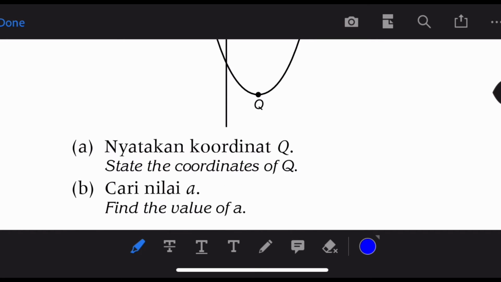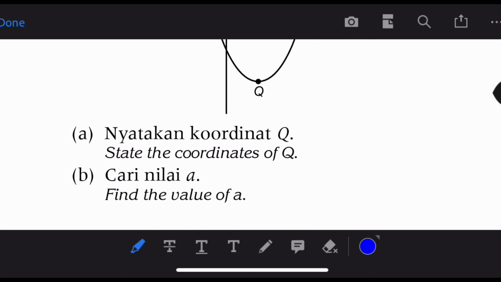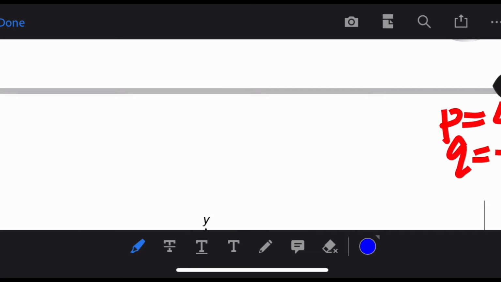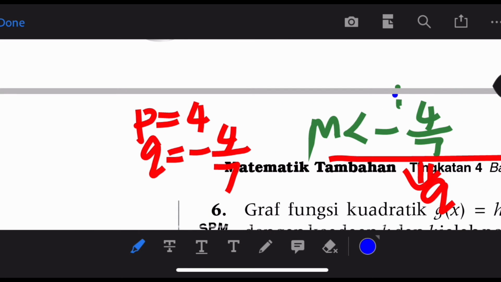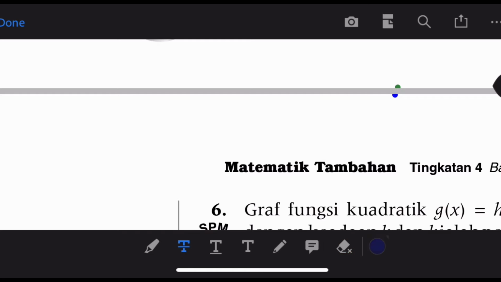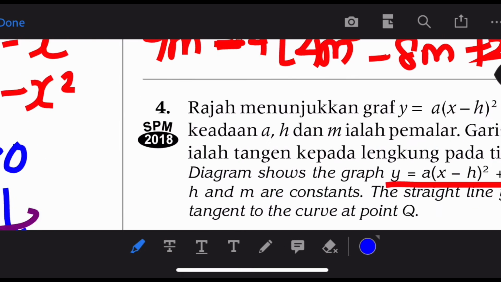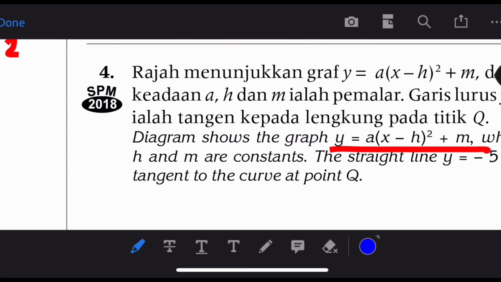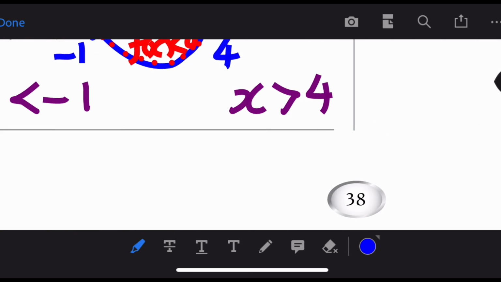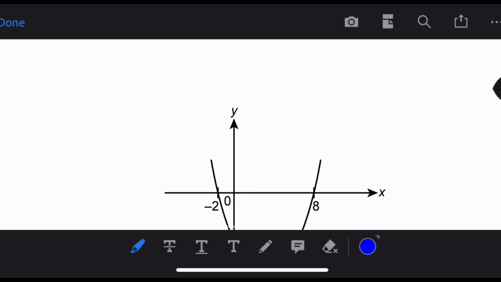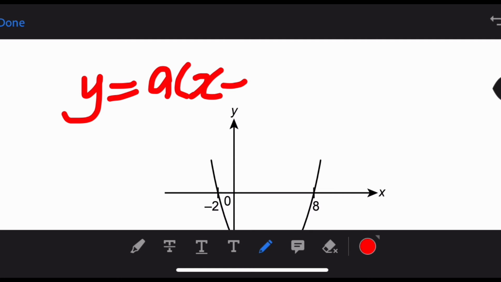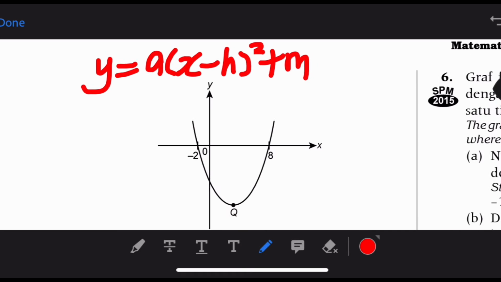Alright, so find the coordinates of Q and find the value of a. Now let's jot down y equals a(x minus h) squared plus m. Okay, so we write here y equals a(x minus h) squared plus m. This is the vertex form.